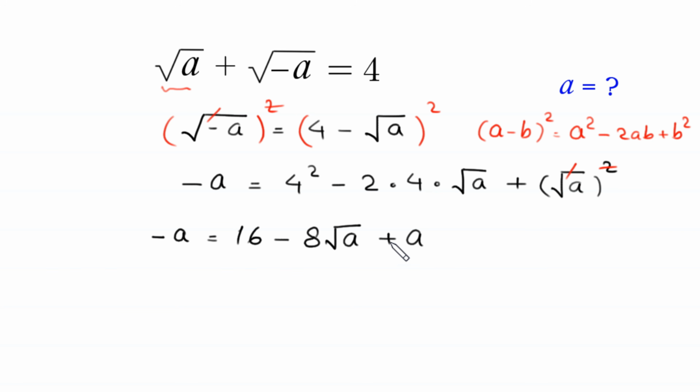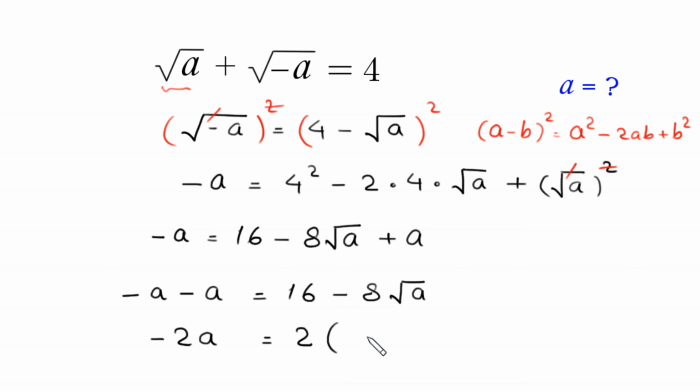Now we move this plus a to the left hand side, so this will become negative a. This plus a will become negative a at left hand side is equal to 16 minus 8 times root a. So this negative 1a minus 1a will become negative 2a is equal to, from these two terms we can factor out 2 as common factor, and in bracket left 8 minus 4 times root a.